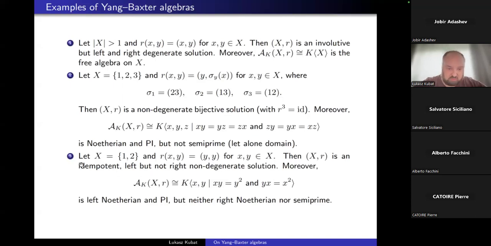For example, the last example, on a set of cardinality 2, where xy is sent to yy. In that way, we obtain an idempotent solution, which is one-sided non-degenerate, left but not right. In that case, we obtain a Yang-Baxter algebra which is still PI, and Noetherian on one side, the left side, but not on the right. And it's also not semiprime. So if we skip bijectivity of our solutions, some lack of symmetry in Noetherianity also appears.